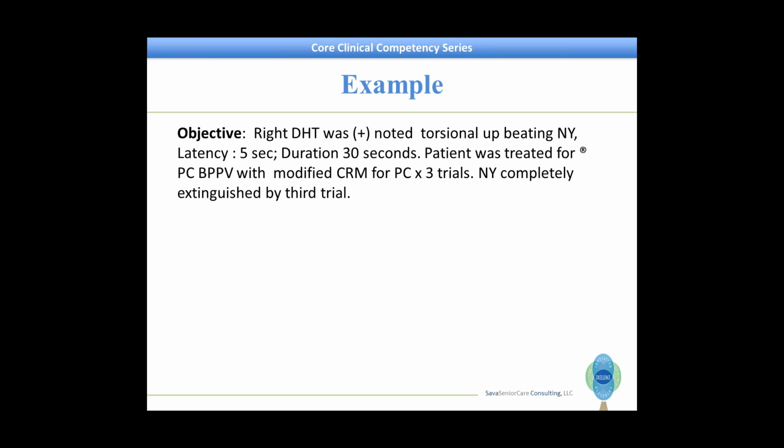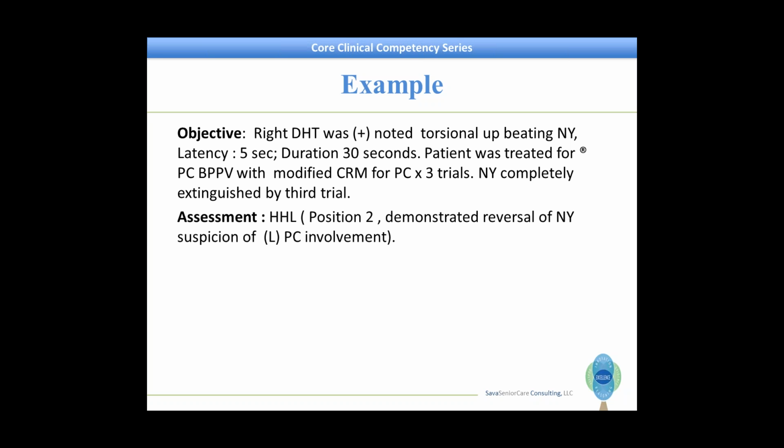So under the objective, I could say right Dix-Hallpike was positive. We noted torsional upbeating nystagmus. The latency was 5 seconds, duration was 30 seconds. Patient was treated for a right posterior canal BPPV with modified canal 3 positioning maneuver for their posterior canal, 3 trials. The nystagmus completely extinguished by the 3rd trial. So all of that stuff that I just talked about for the last 3 minutes, I put into a very concise short paragraph. Under the assessment, I could put head hanging left, position 2, demonstrated a reversal of nystagmus, suspicious of left posterior canal involvement. Okay, not a lot of words, but I say a lot in that, right?